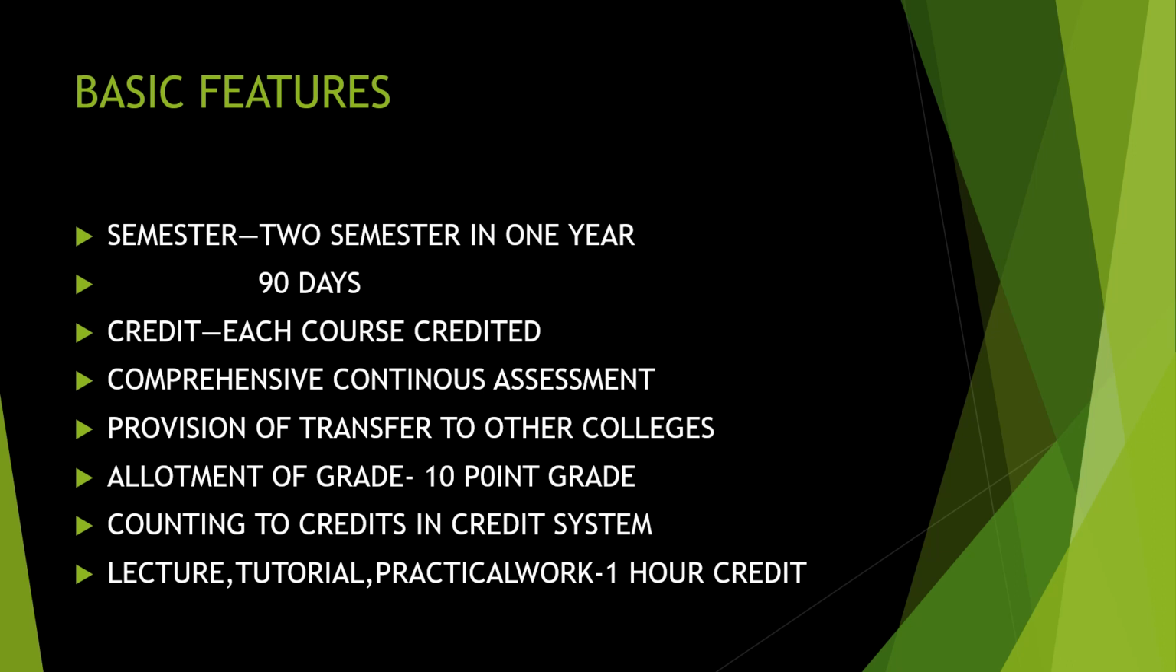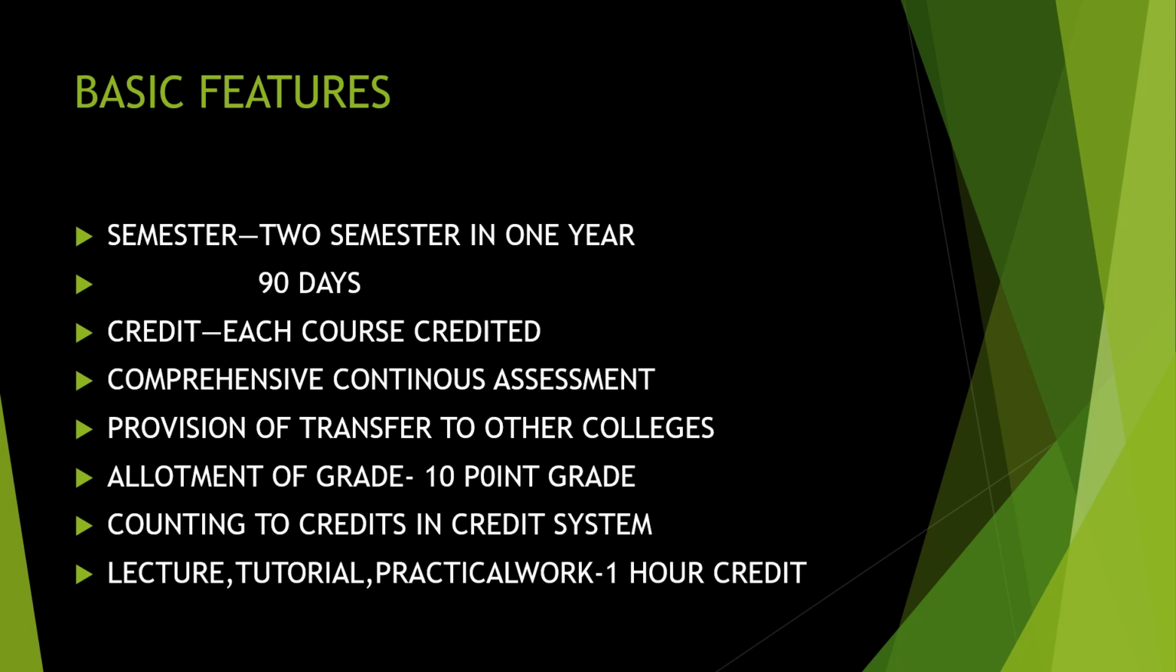Understood? So this is the basic feature that the system has brought to the higher education system. Each semester should have at least 90 days. How many days are needed? 90 days are needed for each semester. Then credit: each course is credited, which means we can take courses as we wish.